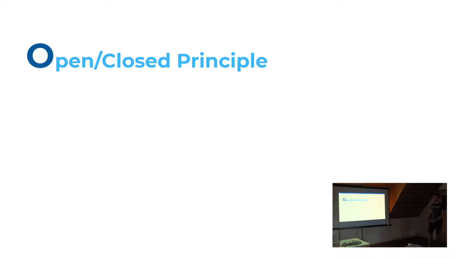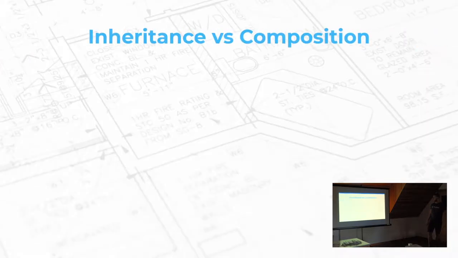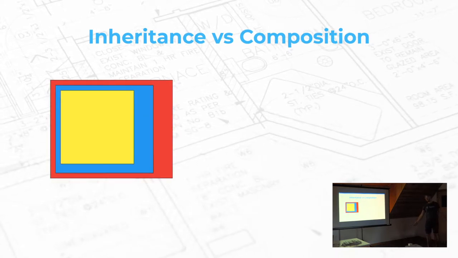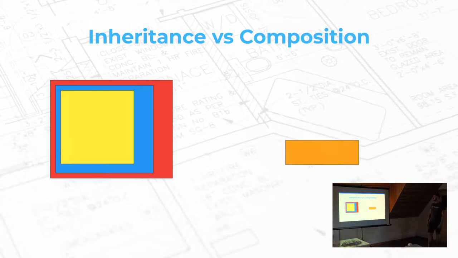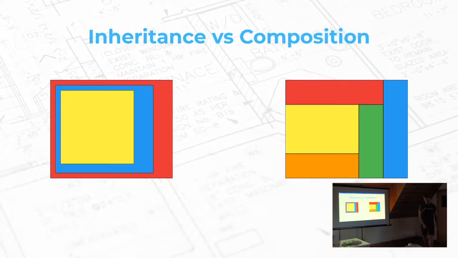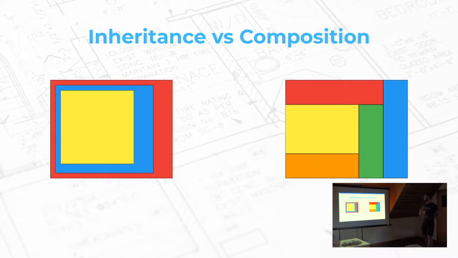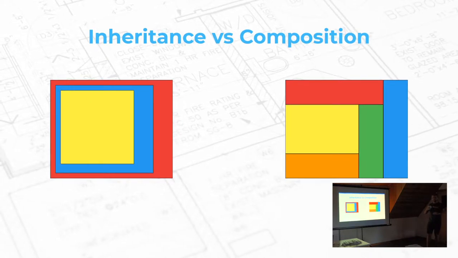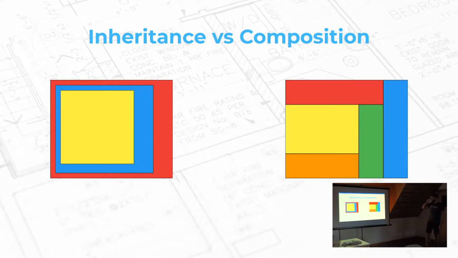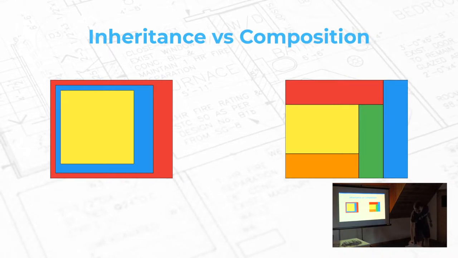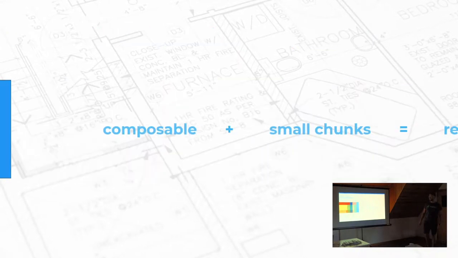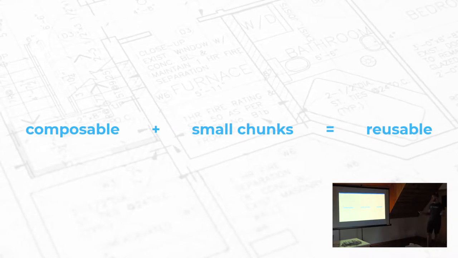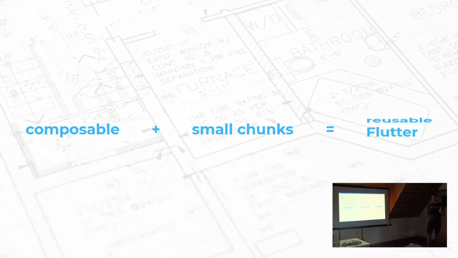So how can we implement this open-closed principle? There are two approaches. There is inheritance, which you probably already know from object-oriented programming, so I won't focus on that. And there is composition. Composition comes from functional programming. And to create composable code, you create it from small chunks of code that in the end create a big feature. So, let me repeat that. In my opinion, reusable code is code that is composable and created from small chunks.